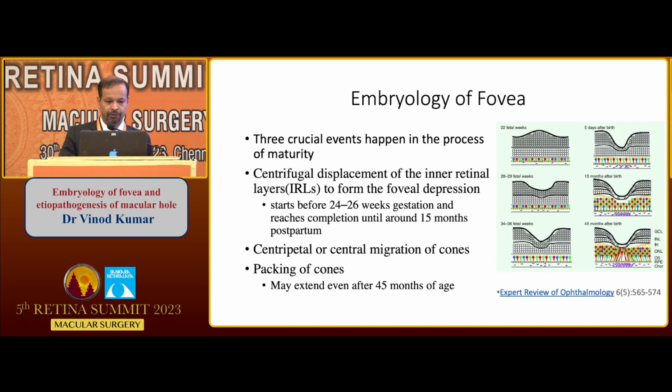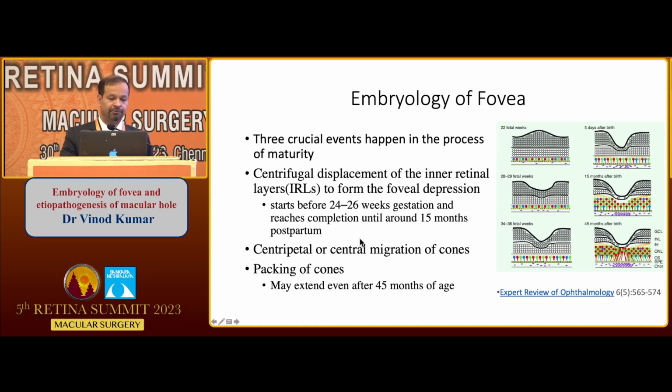But this is not what happens subsequently. Three crucial events happen in the process of maturity. The first thing that happens is the centrifugal displacement of the inner retinal layers to form the foveal depression. This starts around 24 to 26 weeks of gestation, and reaches completion around 15 months postpartum. As you can see in this schematic diagram, there is a bulge initially during the fetal period because the inner retinal layers are heaped up. But subsequently these inner retinal layers migrate centrifugally outwards to lead to the formation of a foveal pit.